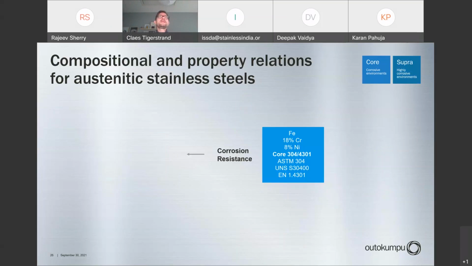Then if we want to improve or increase corrosion resistance from the 304 level, we can add molybdenum, which has a great effect. And then you will enter the Supra range, and the most common grade there is the type 316 or 4401.